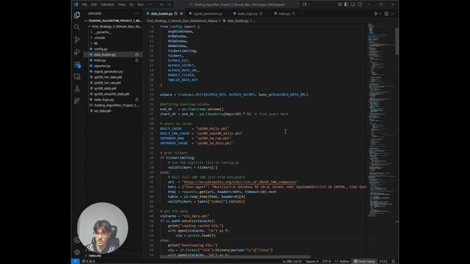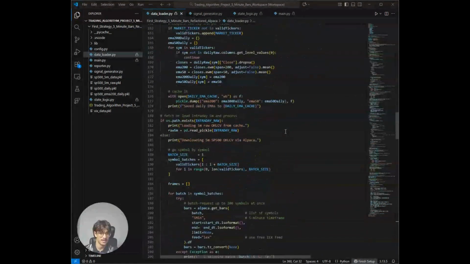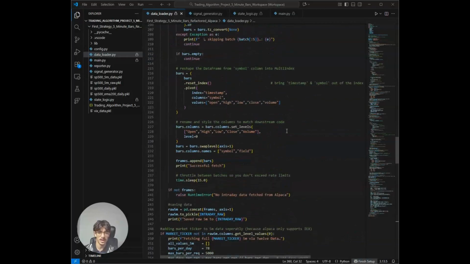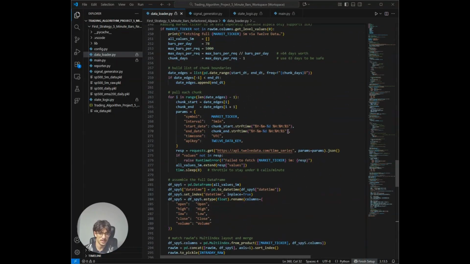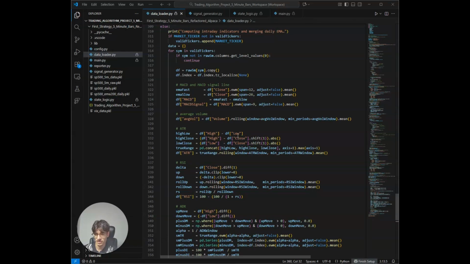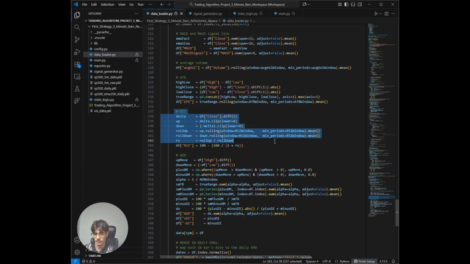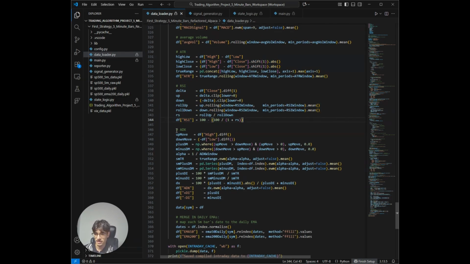So the engine starts off by loading 5 years of historical price data for the S&P 500 using the Alpaca and 12 data APIs. After gathering all of this data, it computes a variety of technical indicators like MACD for trend direction, ATR for volatility, RSI for momentum, and ADX, which gives an idea of the trend strength.